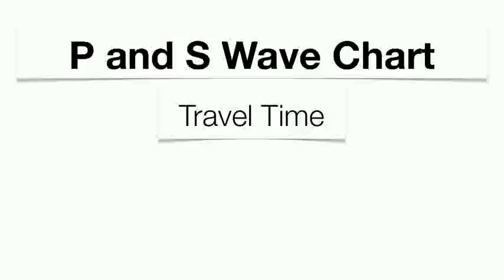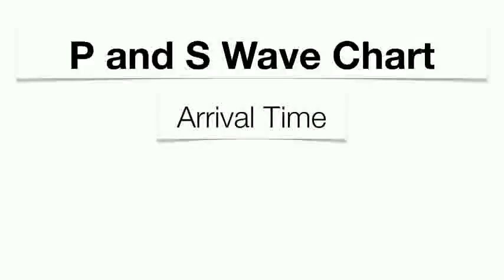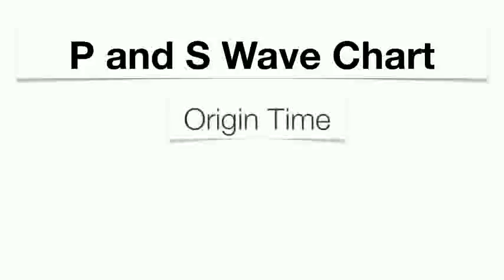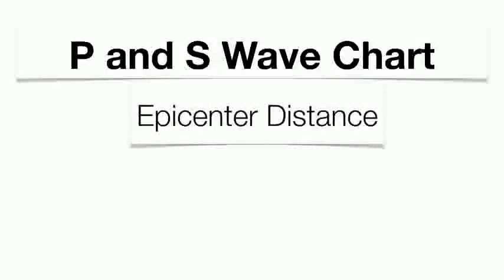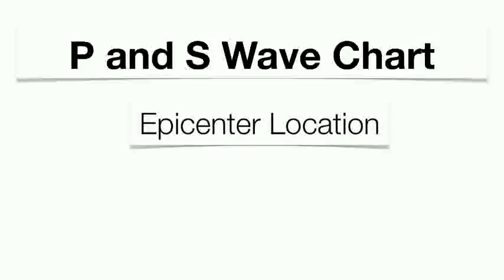You have travel time, which is the amount of time it takes a P-wave or S-wave to travel a specific distance from the epicenter. You have your arrival time, which is the time that the P-wave or S-wave gets to you or your seismic station. Your origin time is the time the earthquake starts. Lag time is the difference in arrival times. Epicenter distance is how far you are from the epicenter of the earthquake. And epicenter location is exactly where the earthquake started, the exact geographic location or region.